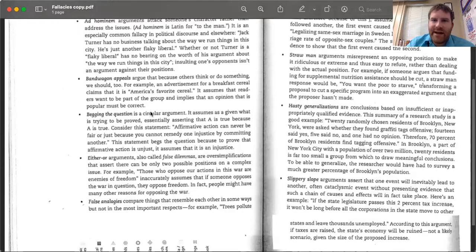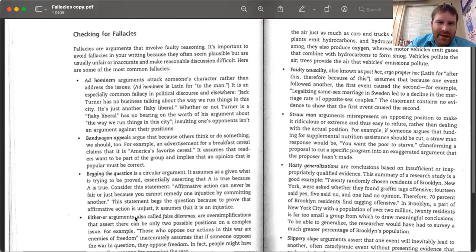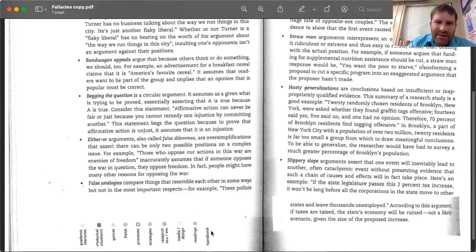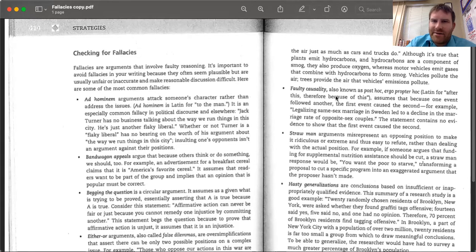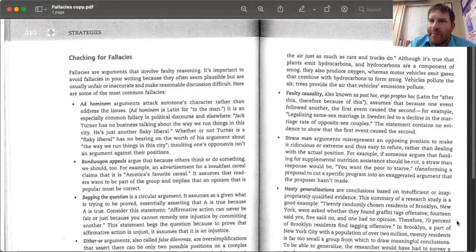this right here, a list of fallacies that tells you what these fallacies are. Fallacies are arguments that involve faulty reasoning. They're bad arguments. They're weak arguments that people try to put forward. And so you have ad hominem, bandwagon appeals, begging the question, either-or arguments, false analogies, faulty causality, straw man, hasty generalization, and slippery slope. These 9 are probably the most common fallacies that you will interact with, but there's more than just these 9.